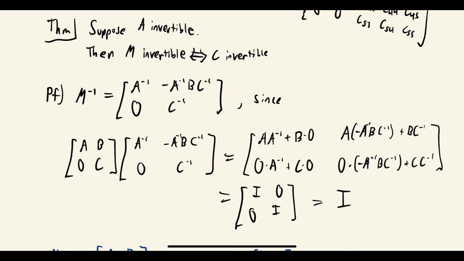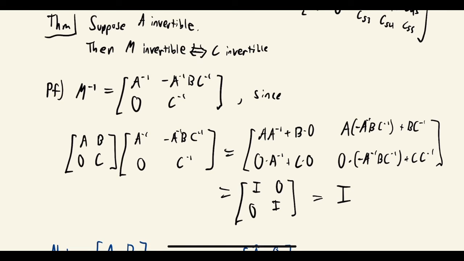Now technically, you should also do the multiplication in the other order as well, so multiplying what we claim to be M inverse on the left. But I'll leave that detail to you if you want to go through and do that, but you'll get the identity matrix again, thus showing that this really is the inverse matrix.